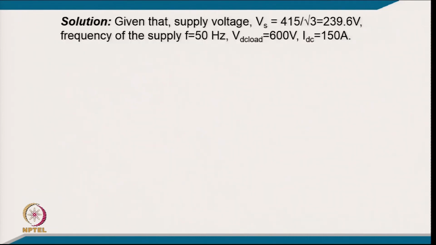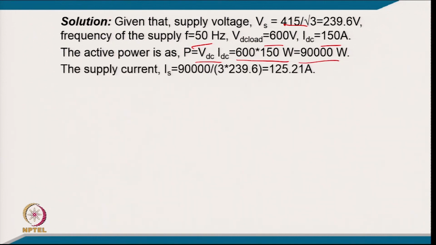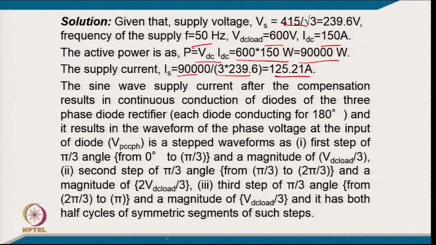So, coming to the solution part, given a supply voltage of 415 by root 3, that comes to 239.6 volt, a supply frequency of 50 hertz, a DC load of 600 volt and a DC load current of 150 ampere, maybe a large rating, you can call it like a variable frequency drive. So the active power of the load will be VDC times IDC, 600 volt and 150 ampere. It comes to 90,000 watt, that is, a 90 kilowatt drive. The supply current will be the active power divided by the supply side per phase voltage multiplied by 3 for 3 phase. Putting in the values, it comes to 125.21 ampere on the supply side, a balanced sinusoidal current at unity power factor. Now, coming to calculating the rating of the series active filter.